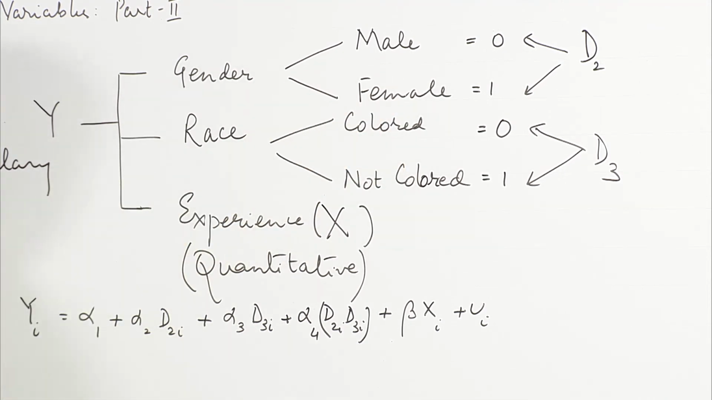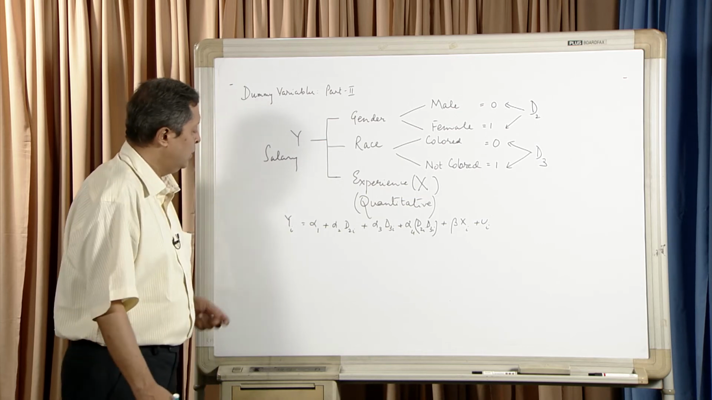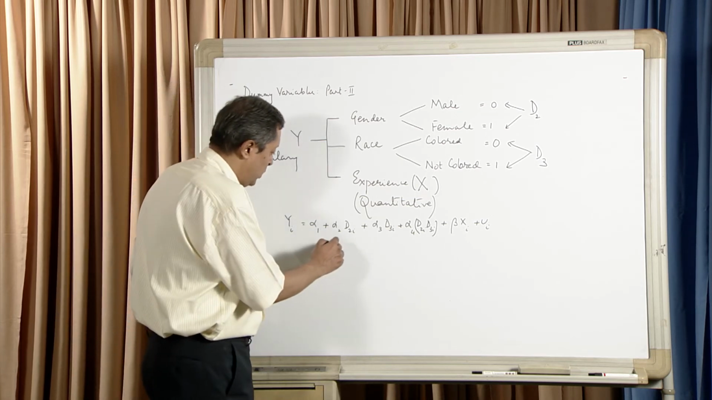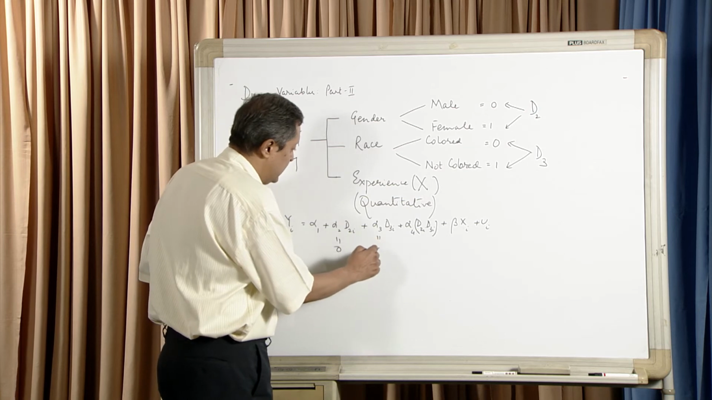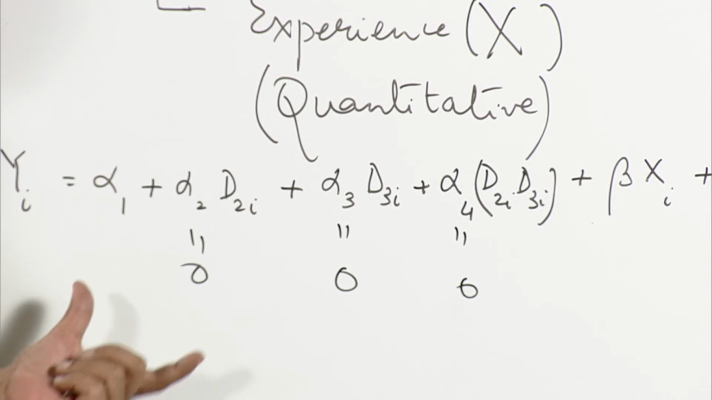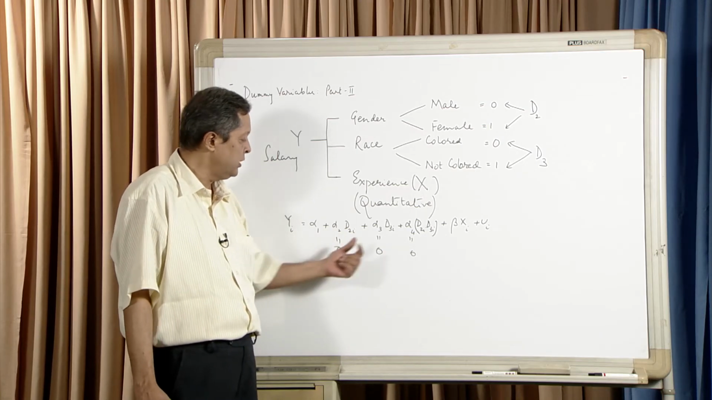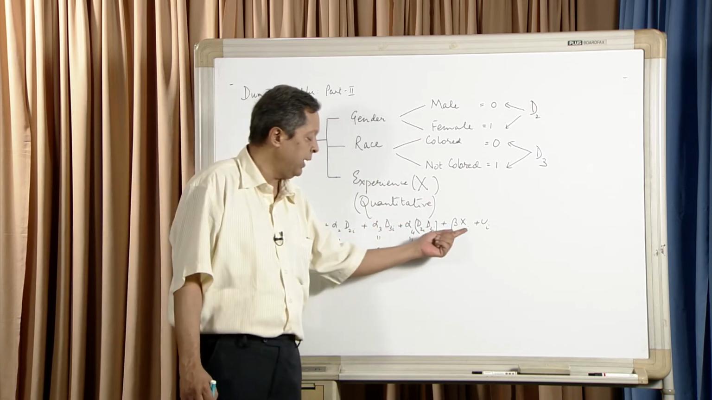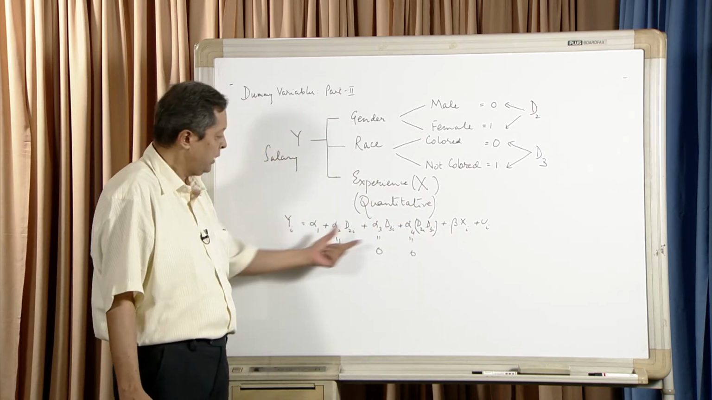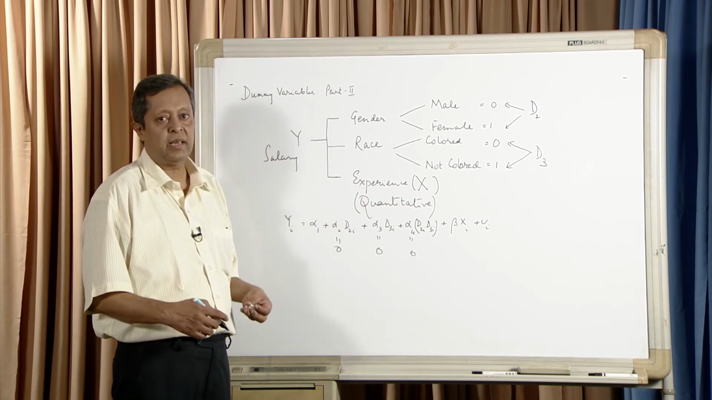So, this is another particular use of the dummy variable model, and we can test whether alpha 2 is equal to 0, alpha 3 is equal to 0, alpha 4 is equal to 0. That testing would be through restricted and unrestricted models. If you put these 3 equal to 0, it will just be alpha 1 plus beta x, and if you put them not equal to 0, you get the unrestricted model, and you can use the F test as we have already done.